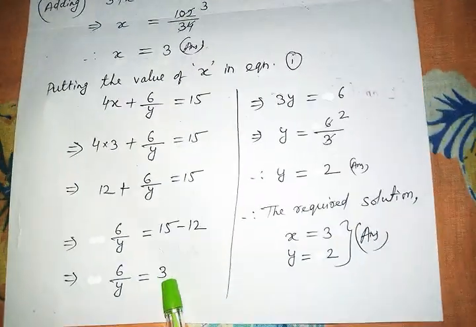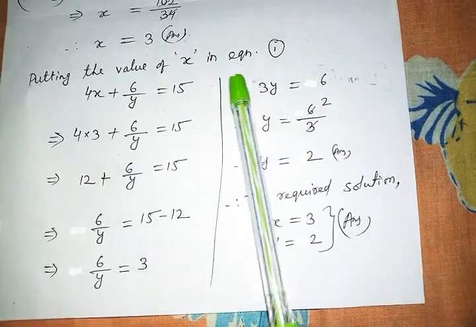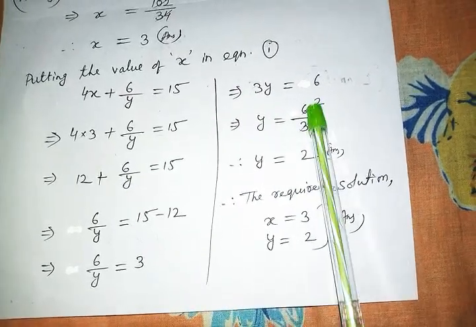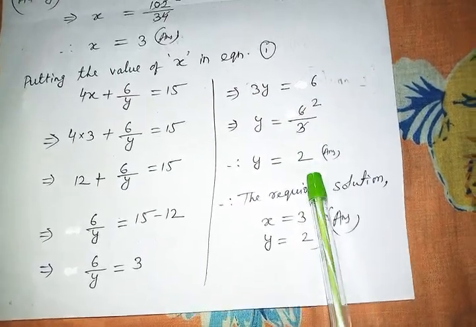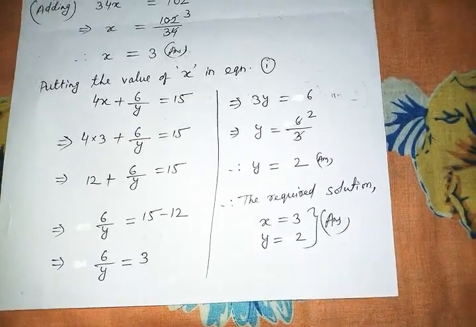Now 3 and y will multiply, so we get 3y, and 6 will multiply with 1. 6 1s are 6. y equals 6 by 3. 3 2s are 6. So y is 2. So the required solution: x is 3, y is 2.